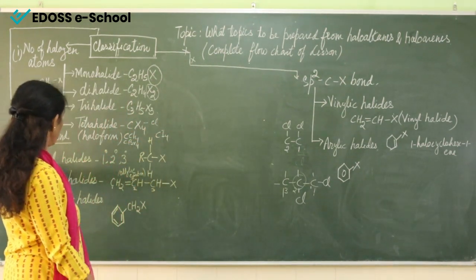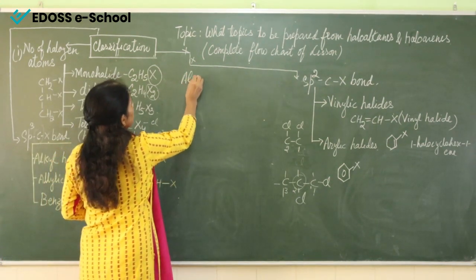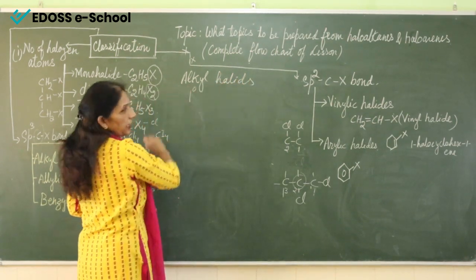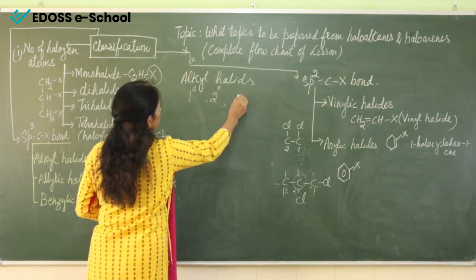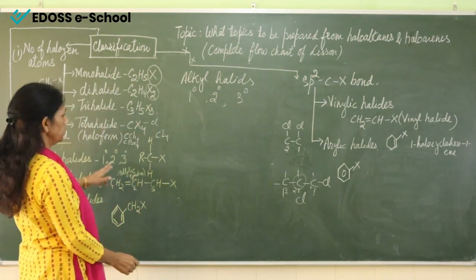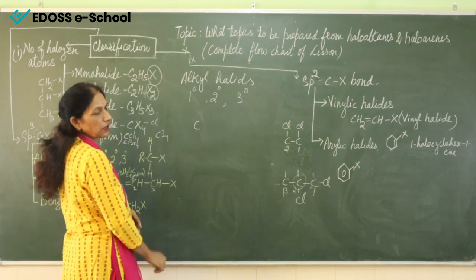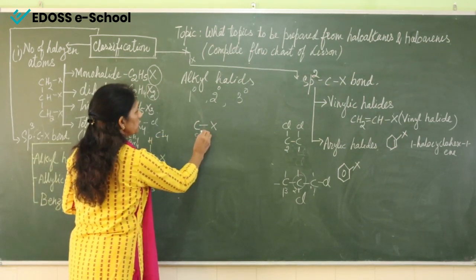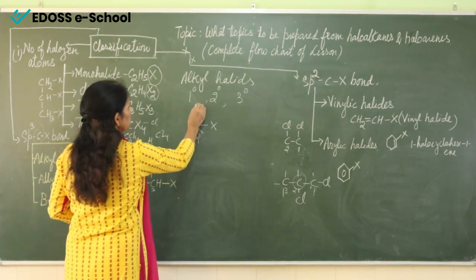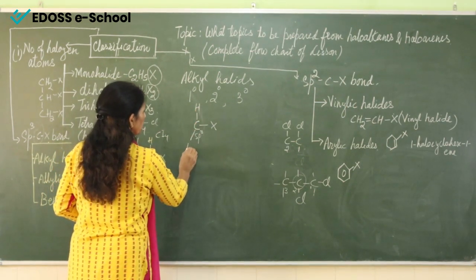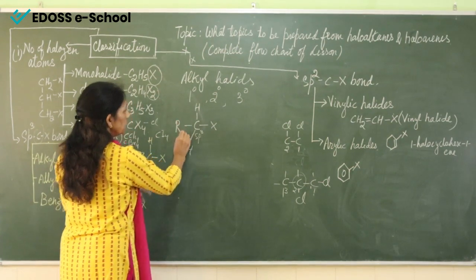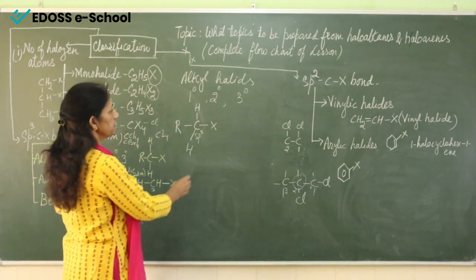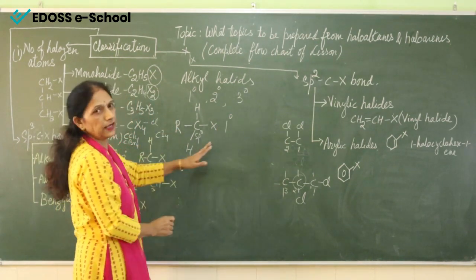Now, first is alkyl halides. It can be primary alkyl halides, it can be secondary, and it can be tertiary. So primary alkyl halide means this is carbon and this is X, and this carbon is sp3 hybridized. Okay, and this is 1 hydrogen and this is another hydrogen, and here it is any alkyl group. So such type of alkyl halides are known as primary alkyl halides.